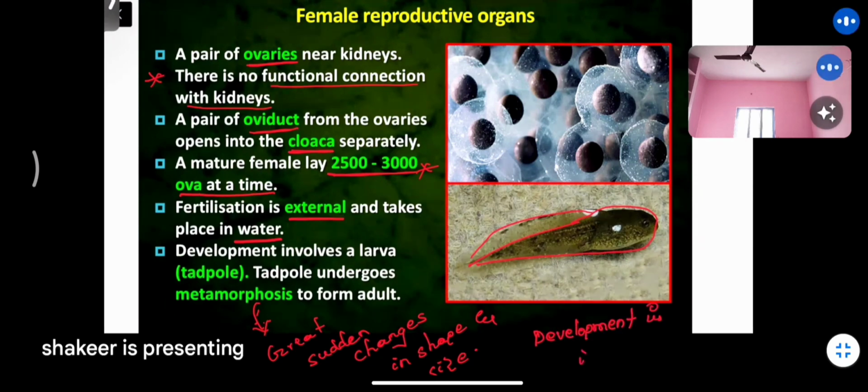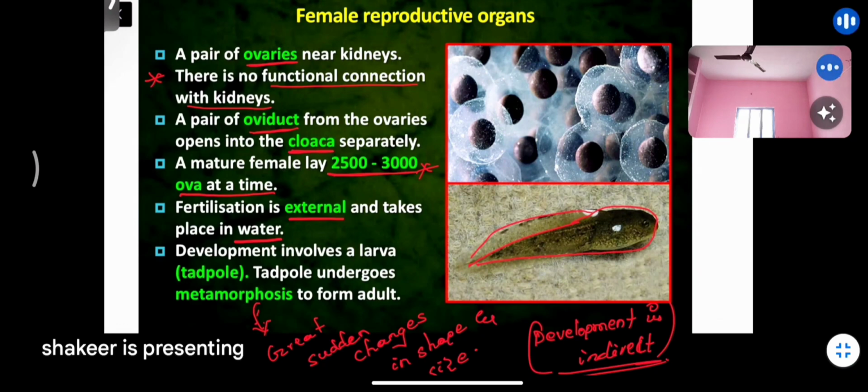Indirect development means there is a larval stage, and from that an adult frog will develop. Are human beings direct development or indirect development? Direct development only, no? We don't have a larval stage. Previously also he was in the shape of a human only, now also in the shape of a human only.